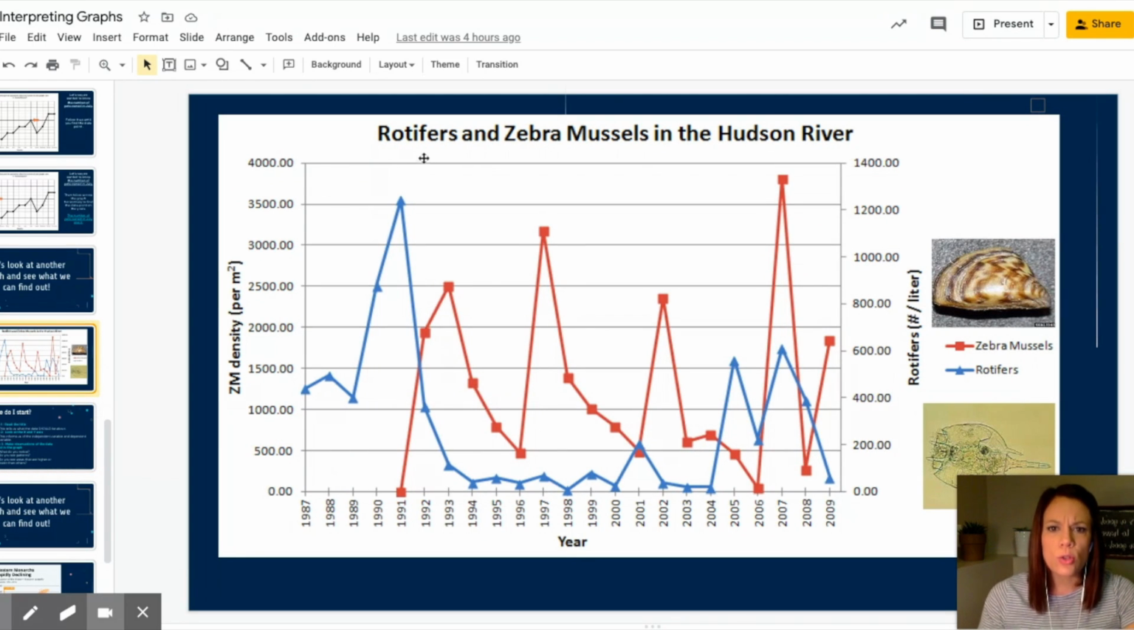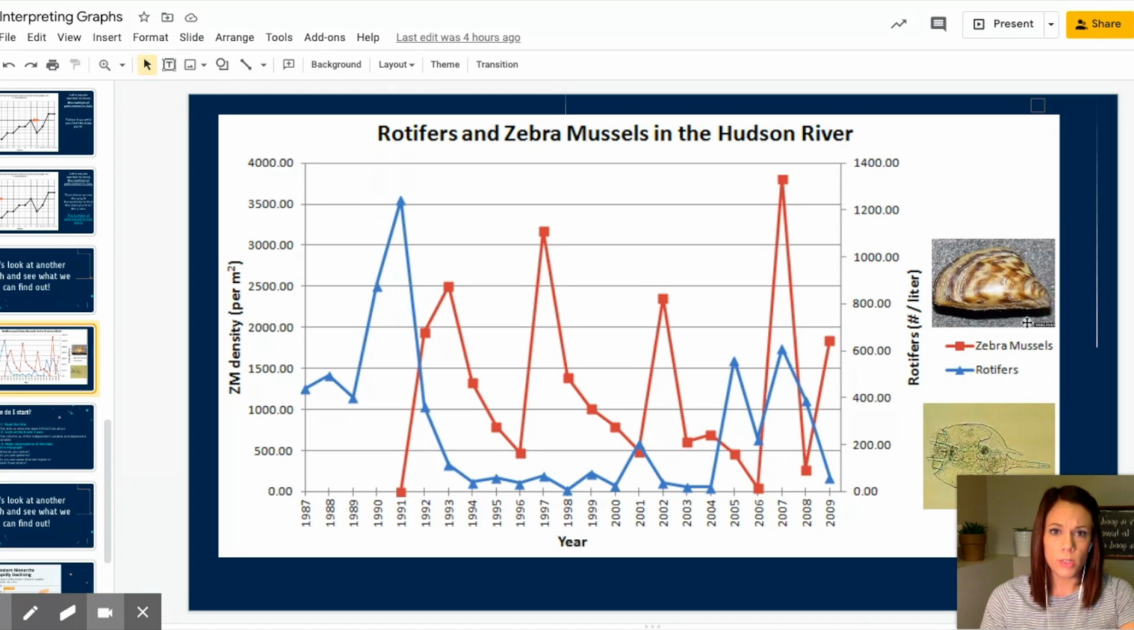So it says rotifers and zebra mussels in the Hudson River. And if you don't know what a rotifer is, you're probably not alone. It is this little guy here. I think it's a protist, or maybe a small crustacean. I don't know, but it's a tiny thing that lives in water, very small, very microscopic. I think it's unicellular.